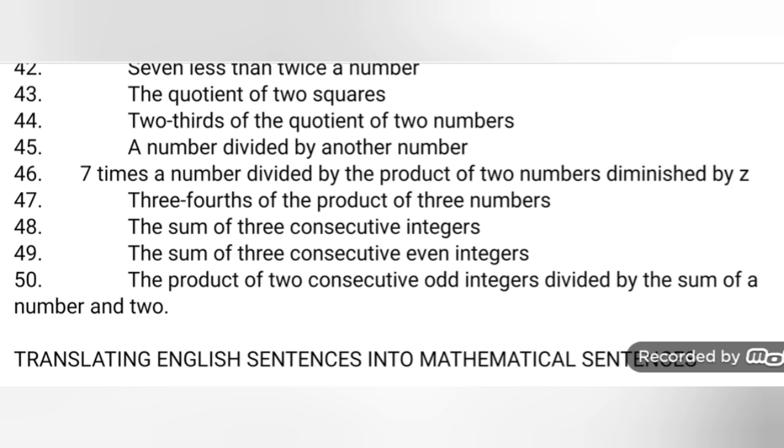Next, 50, the last one. The product of two consecutive odd integers divided by the sum of a number and 2. Okay. So, let's say a number there is a, and then 2. So, a plus 2. The product of two consecutive odd integers divided by the sum. So, we're saying two consecutive odd integers, x and then times x plus 2. Okay. x, open parenthesis, x plus 2, close parenthesis, and then divide that with a plus 2 because it's divided by the sum of a number and 2. Okay? So hanggang dito na muna.